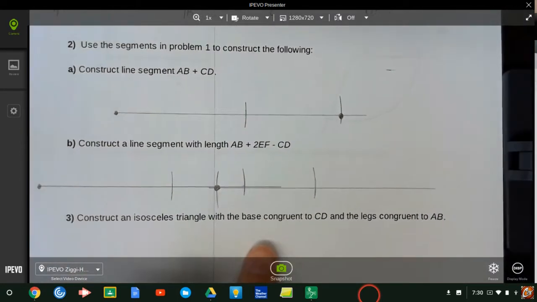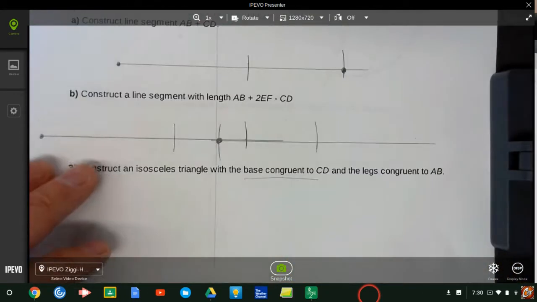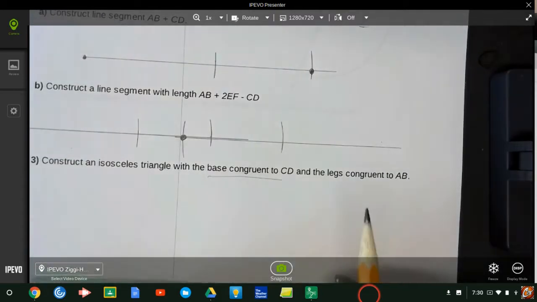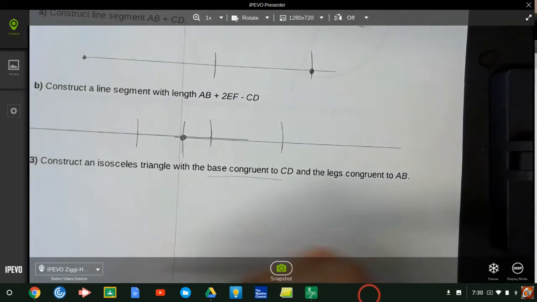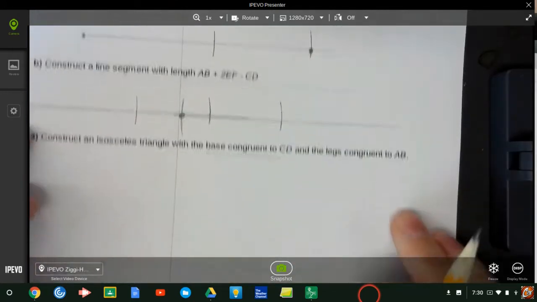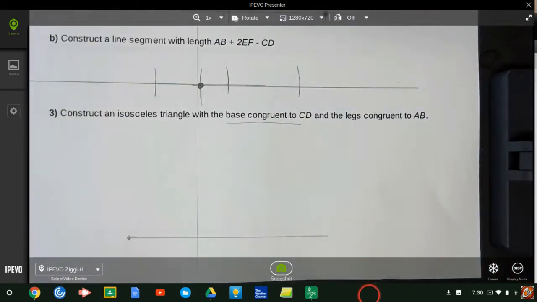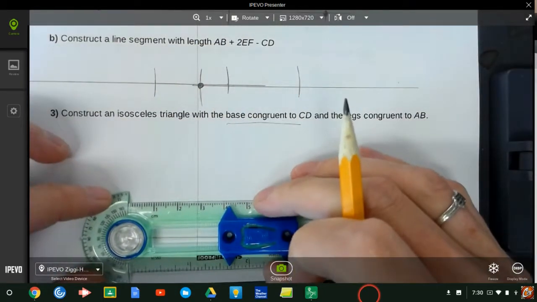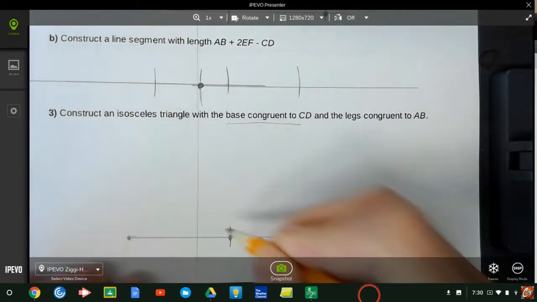Let's construct an isosceles triangle with the base congruent to CD and the legs to AB. I already have CD on my compass here. That was the last thing I used. So let me draw a baseline. Okay. So whoops, that did show up. Move some stuff out of the way. So the base is congruent to CD, and I still have CD on my compass, so I don't need to get it back yet. So there's the base of my isosceles triangle.